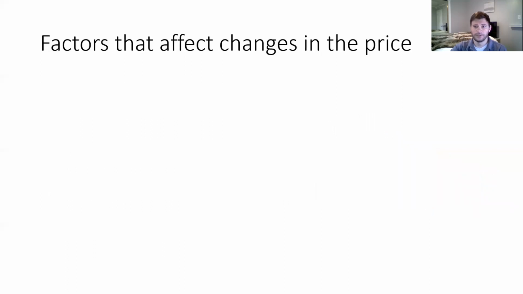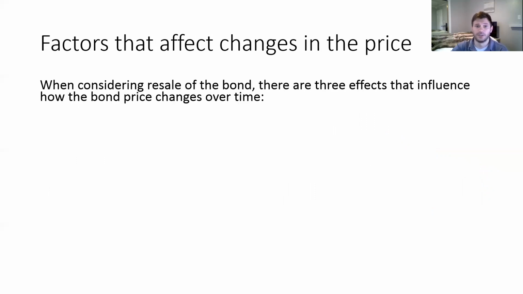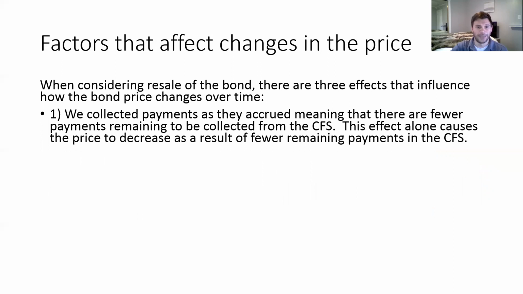Now you'll notice there were a few different interacting factors that could potentially affect how the price of those remaining payments changes. When we consider the resale of the bond, a few things happen. We argued that as we collected payments as they accrued, there were fewer payments in the remaining contract's cash flow stream, and that effect alone caused the price of the bond to drop, and we could see that in our numerical example.